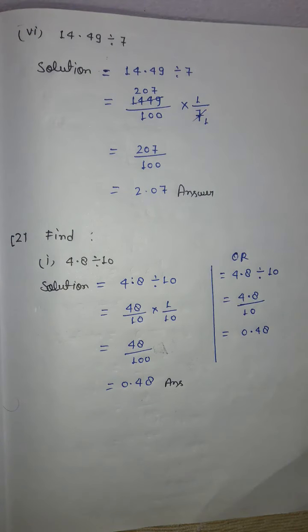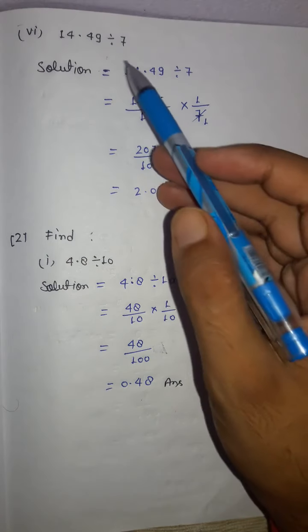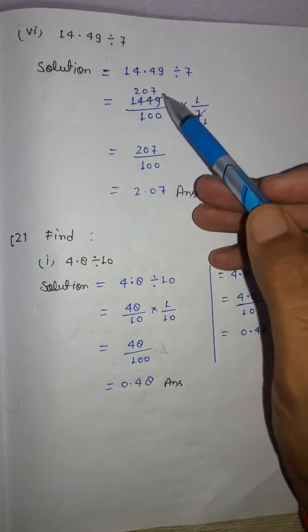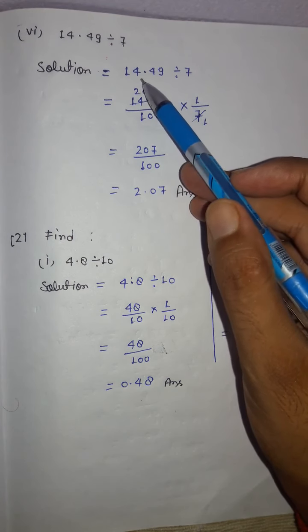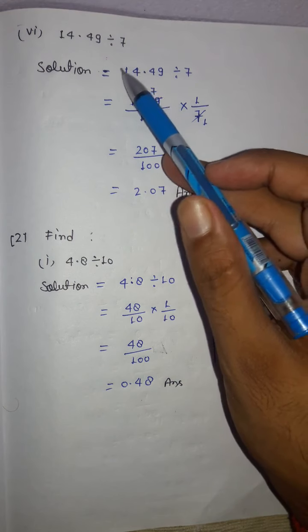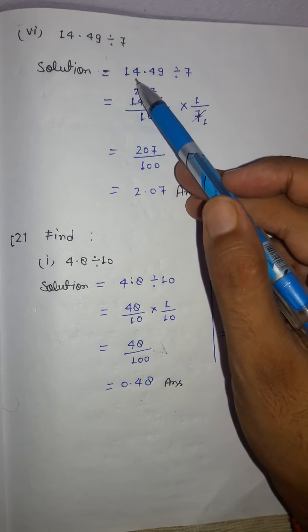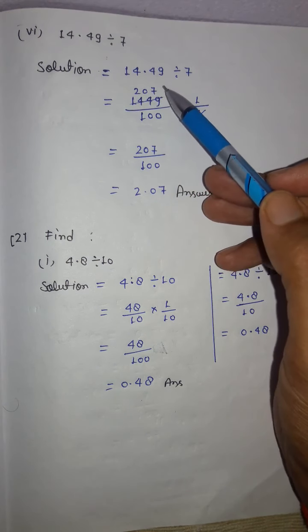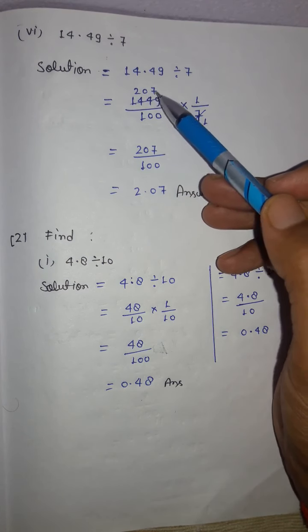Now see question number 6. You have to do the remaining questions. I am doing only 3 questions of the first one. Same as that, you have to do the remaining questions. See that: 14.49 divided by 7. Before this, we had numbers where the whole number place was 0, but here 14 is given, so you are getting such a number for the first time, so understand it carefully.